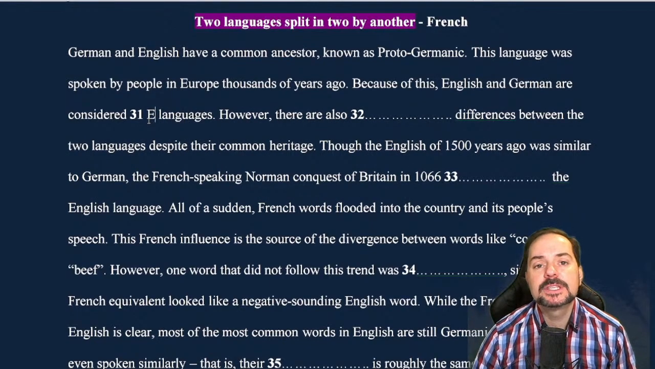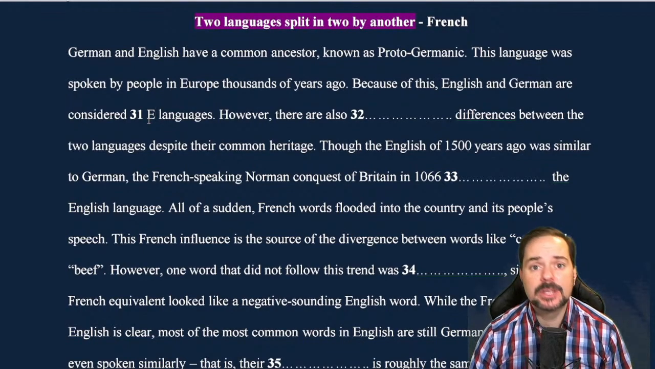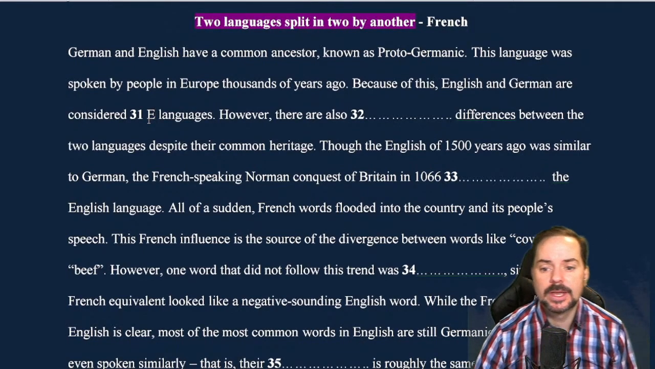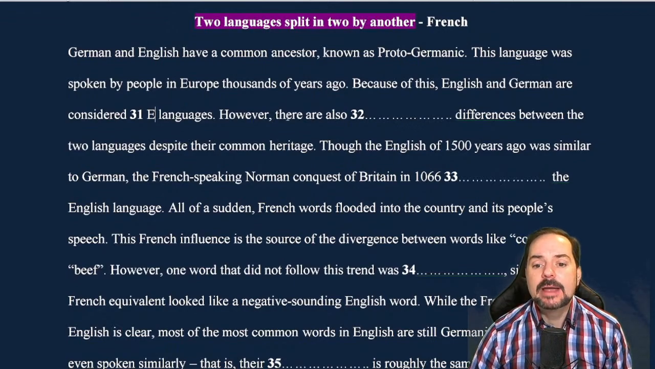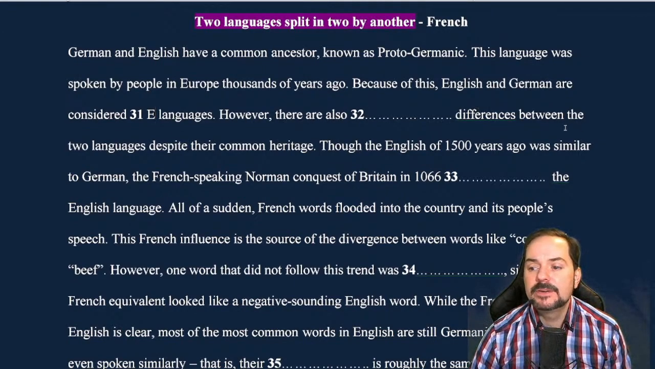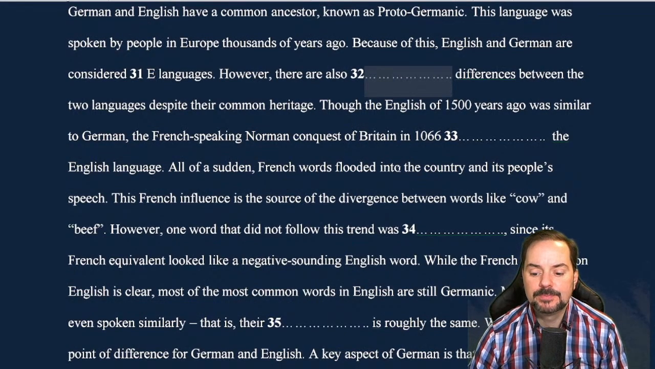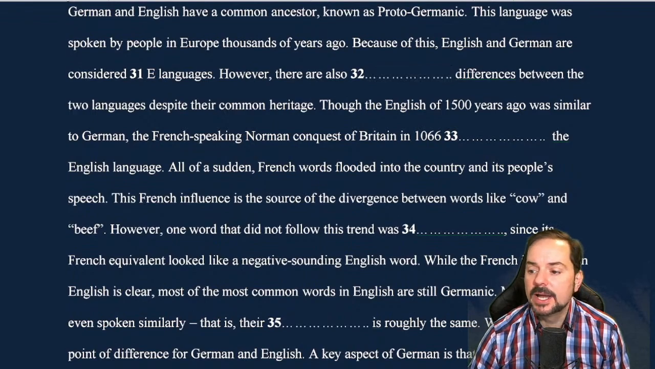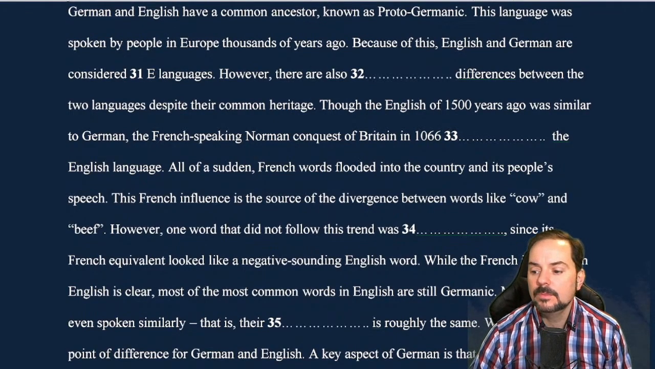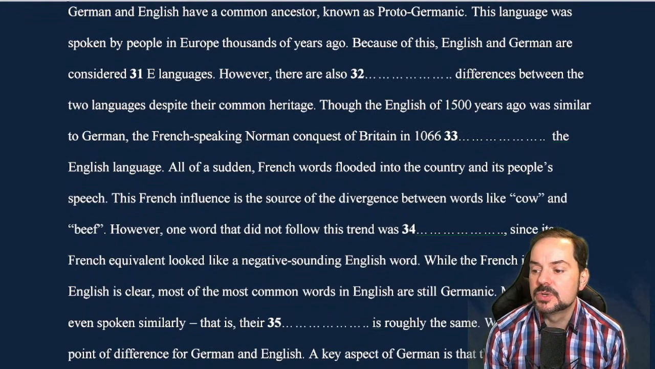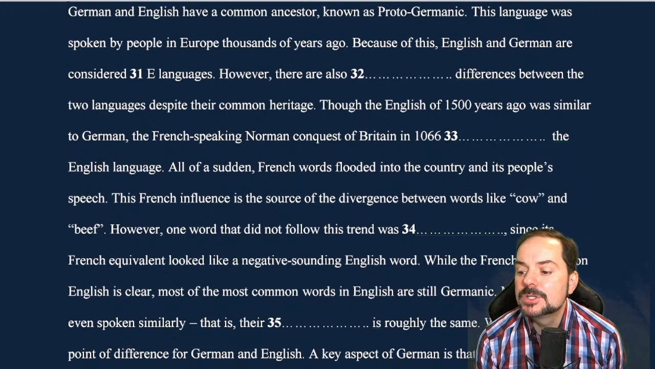So the trick for this kind of summary completion is think about the answer and then find the closest match, okay? So, however, there are also something differences between the two languages despite their common heritage. There are also what differences? Okay, what would you write here? So there are also what kind of differences? Yeah, and everybody got sister, which is great. So what kind of languages?